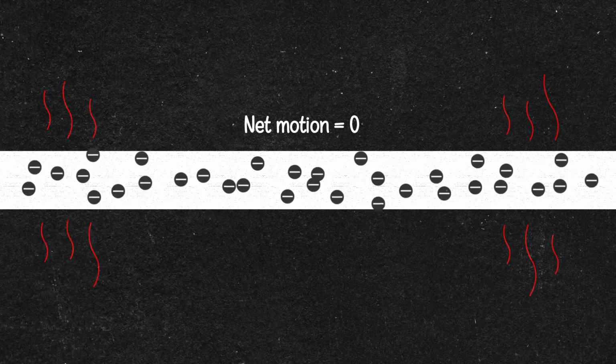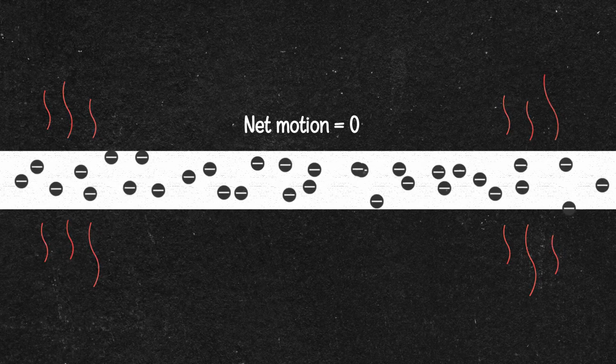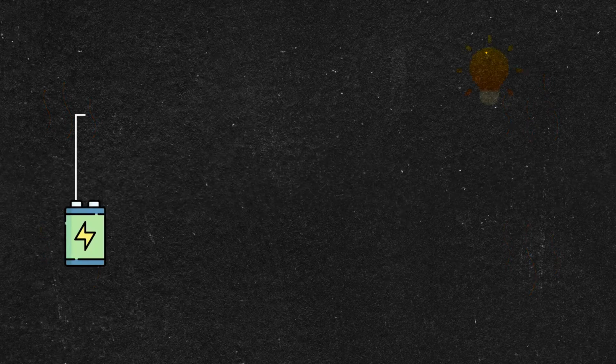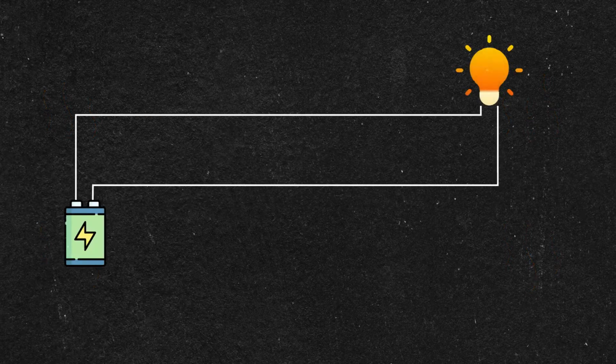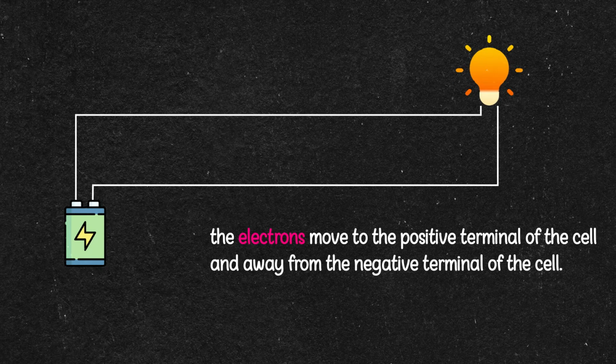The net motion of electrons in the copper wire strip is zero, since the directions of the individual electrons are random and cancel out. When the wire is connected with a cell and a bulb, the electrons move to the positive terminal of the cell and away from the negative terminal of the cell. So the rate of flow of these electrons is what we term as current.